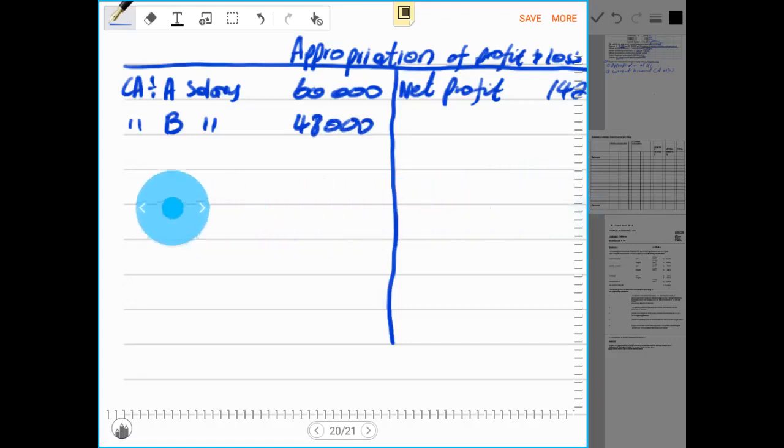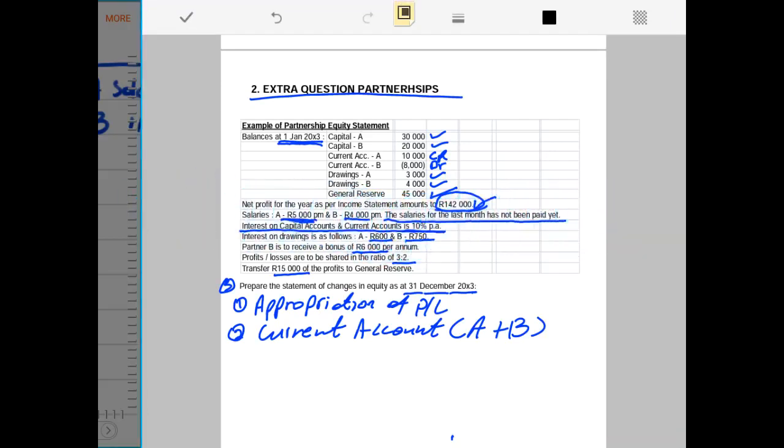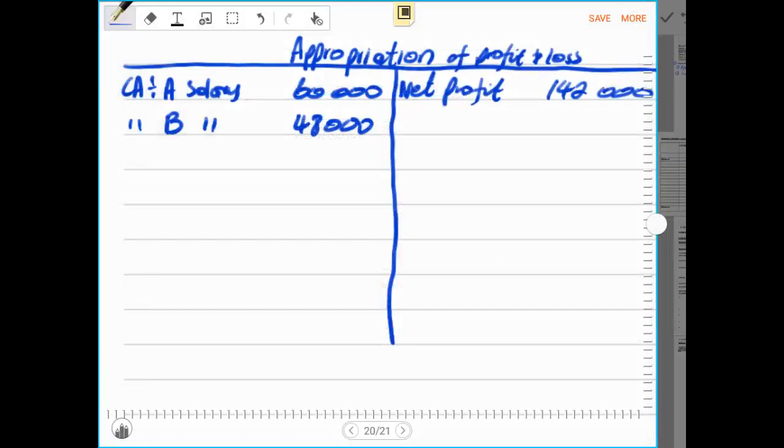Then we go to the second additional information, where we are told that the interest on capital account and current account is calculated at 10% per annum. So it means the interest on the current account and capital account is calculated at 10% of the opening balances. Then we say current account, partner A.